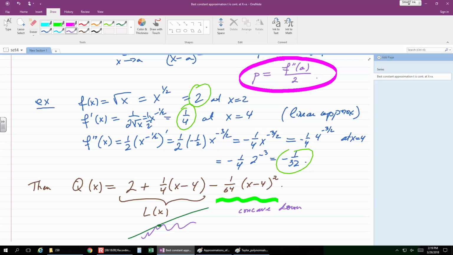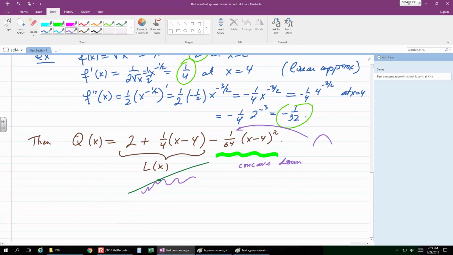So it will look like this. A concave down parabola. In other words, it has a tip, a maximum, and the branches are pointing down. So you can certainly try to improve. Okay, let's see if we are.